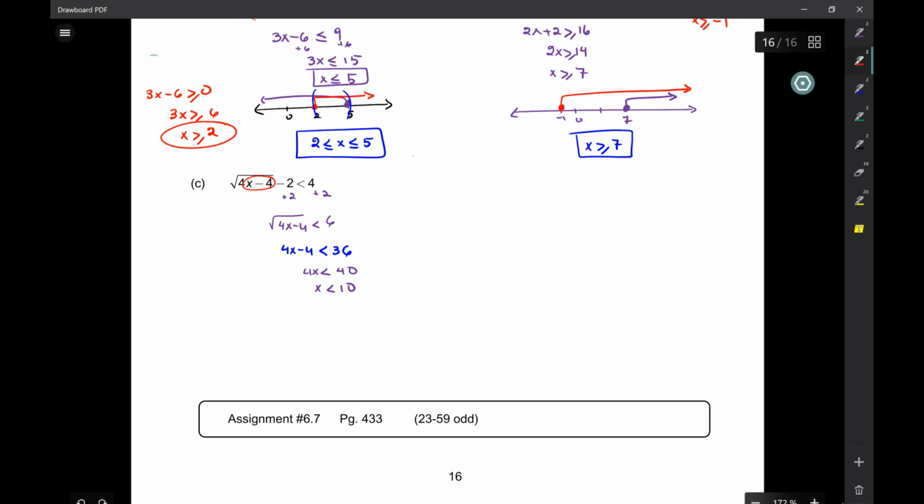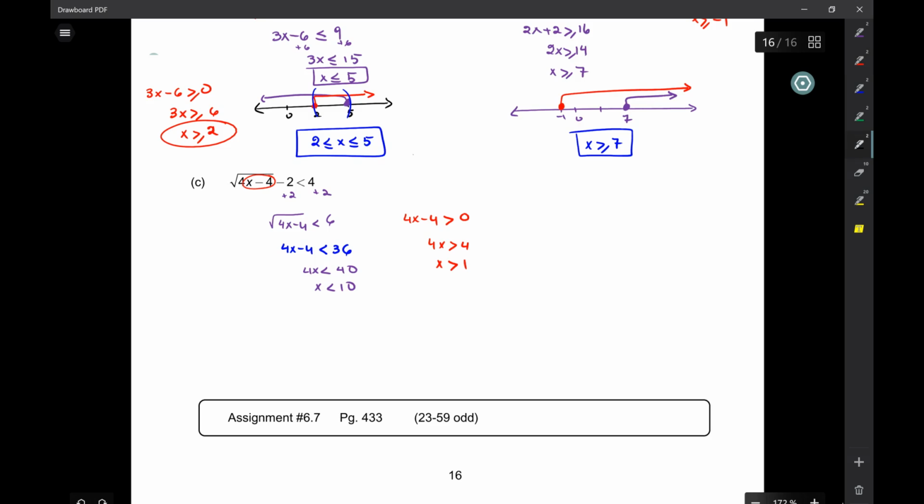I take the 4x minus 4. And now I'm just going to do greater than 0, not greater than or equal to. 4x is greater than 4. X is greater than 1. Huh? No, because conceptually, you want the stuff inside, the radicand inside, to be positive, which means greater than 0.